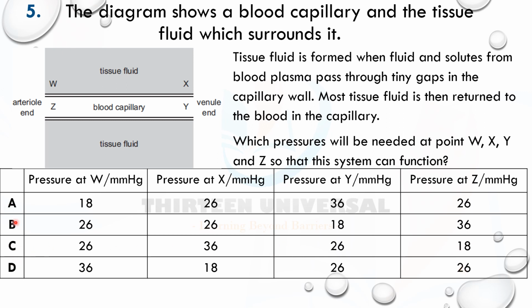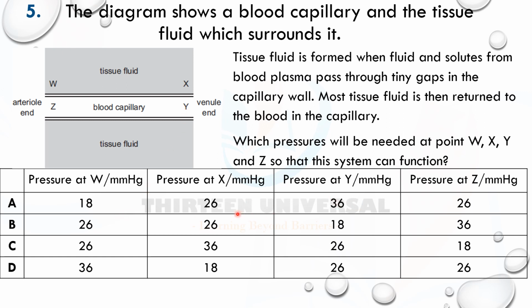Let's focus on A and B, because blood pressure inside the artery at the arterial end should be greater than the blood pressure in the tissue fluid, so that the tissue fluid can be forced out. If you come to the blood capillary, the venous end, the pressure here, X, should be greater than Y, so that some tissue fluid can move back into the capillary. Some tissue fluid should return back into blood circulation. So X should be greater than Y. So which option between A and B would we have?